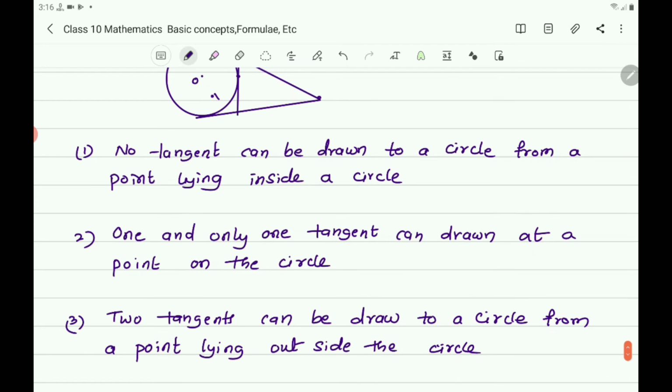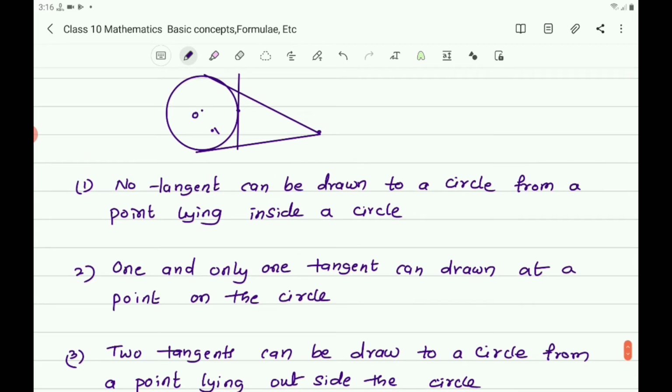So here a question may be asked: how many tangents can be drawn from a point inside a circle, from a point on the circle, and from a point outside the circle? You must know this. For the multiple choice question, they can ask about the number of tangents that can be drawn from a point to the circle.